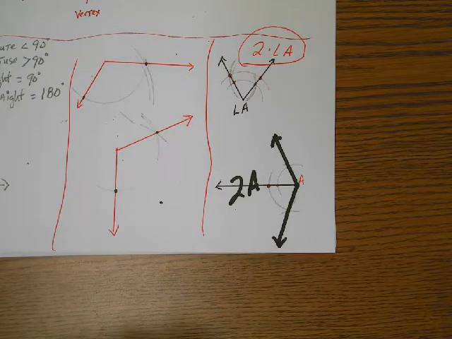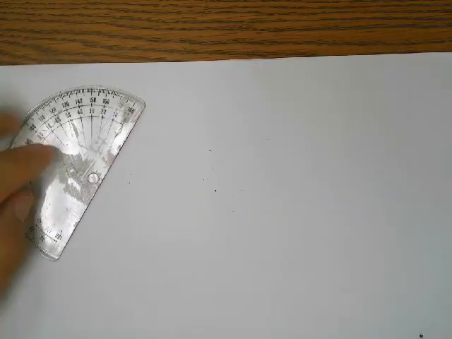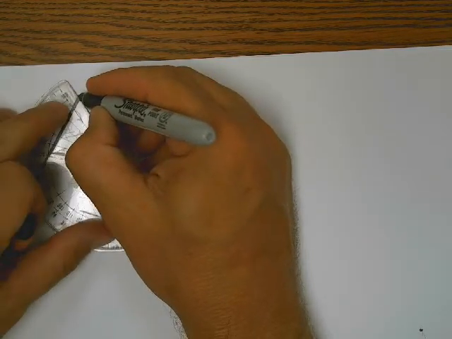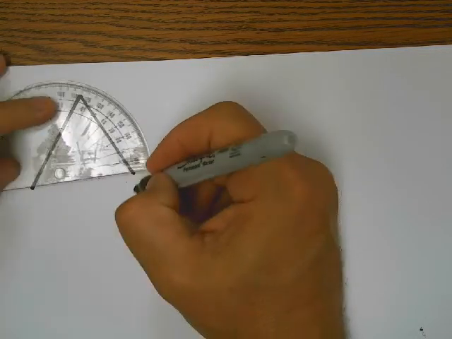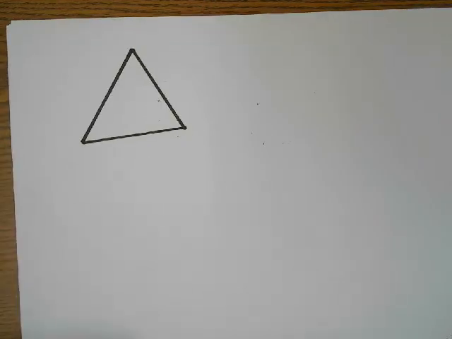All right, we're going to move on to another type of problem. Everyone okay? All right, let's just say now that I have an acute triangle. Go ahead and draw an acute triangle. And I want to copy two angles.